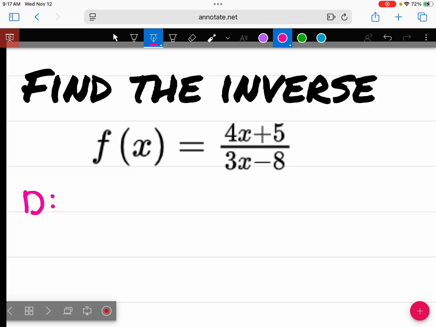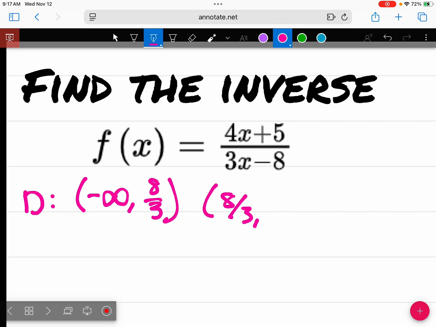Say it a little bit louder. 8/3. I'm an old. My hearing has been weird today. So yeah, it's everything except 8/3. So everything from negative infinity up to 8/3, and from 8/3 all the way up to infinity.